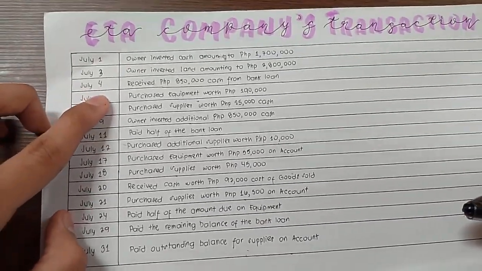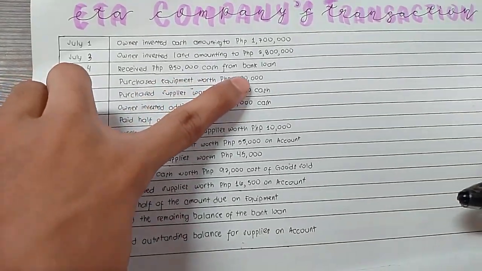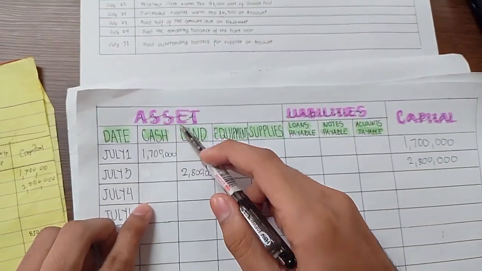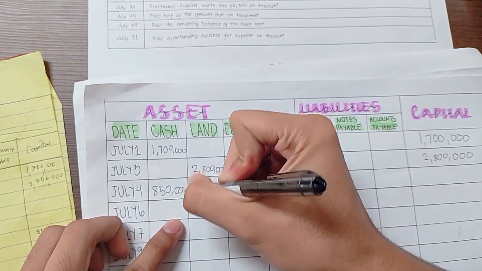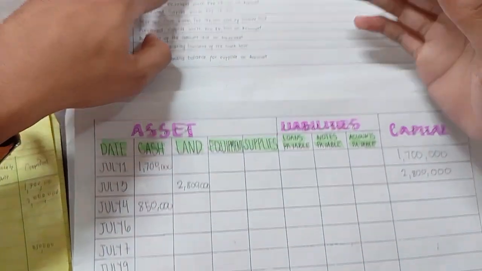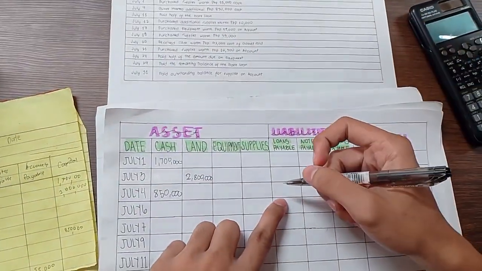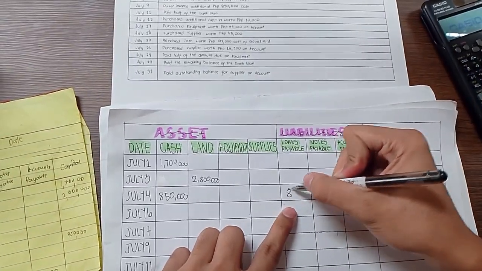Here in July 4, the owner received an amount of 850,000 cash from a bank loan. Since the owner received 850,000 cash, we put it in the assets, which is cash, 850,000. And since it was received from a bank loan, we also put it in loans payable, which is 850,000.